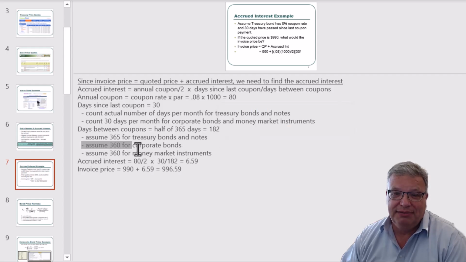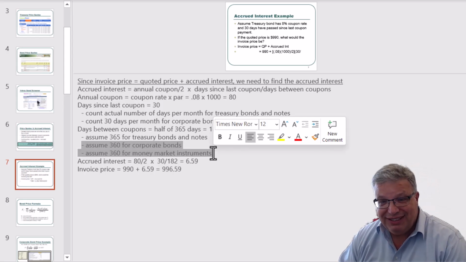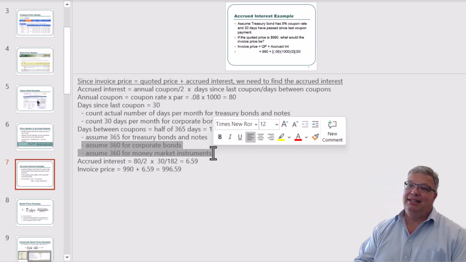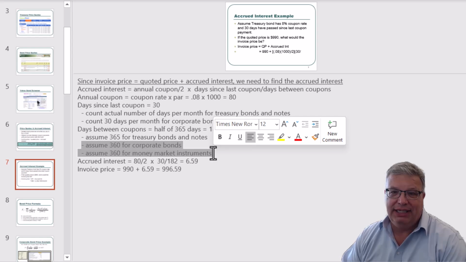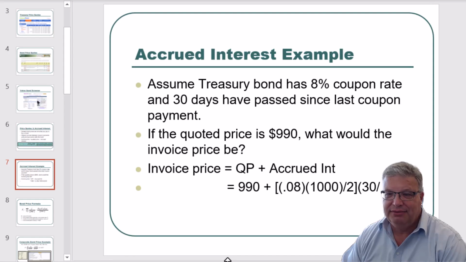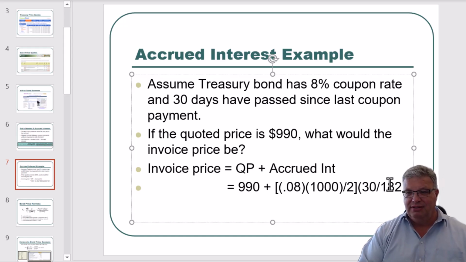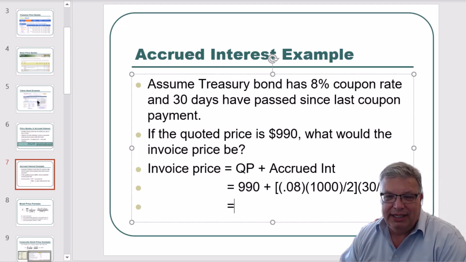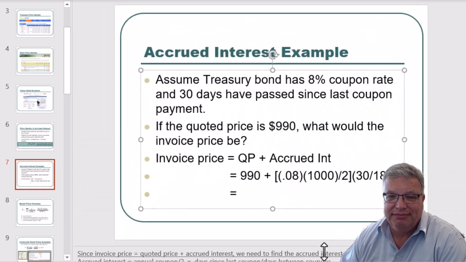For corporate bonds and money market instruments, the assumption is 360 days in a year, in which case it's 180 days between coupon payments. So treasuries, 182, everything else, 180. That's the number of days. You can see that down in the notes there. So we're going to do 182 because it's a treasury. And then you go ahead and calculate that. And what do you get? I think the solution is down here, actually. It looks like 996.59.